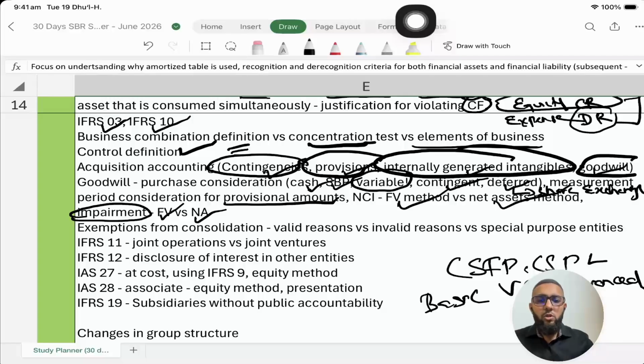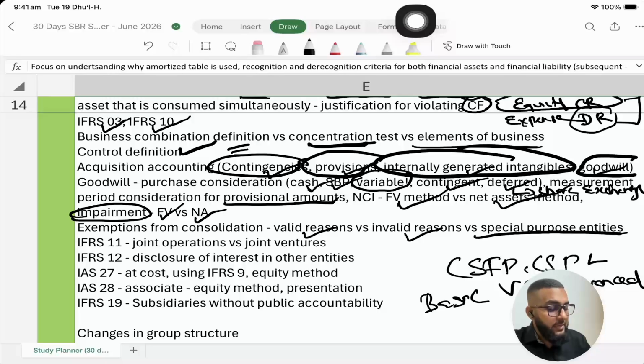Right. And then you will also have to know what the exemptions from consolidation are. What are the valid reasons for exemption versus the invalid reasons, right? And then what are special purpose entities, right? So these are all given in your tutorial. When you're revising technical areas, I have given it here for you to pay close attention to it.